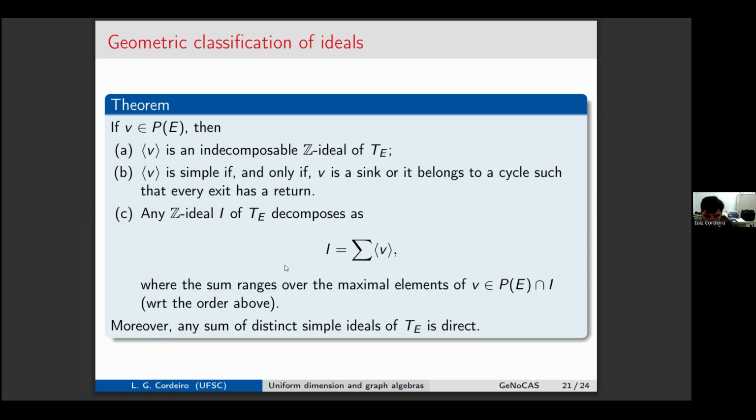Is this one of the results in this Revista Iberoamericana paper? Sorry? Is this one of the results in this Revista Iberoamericana paper?